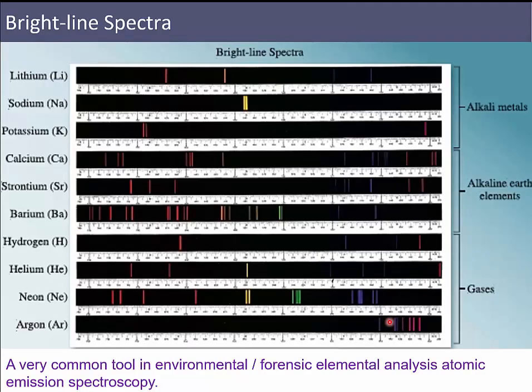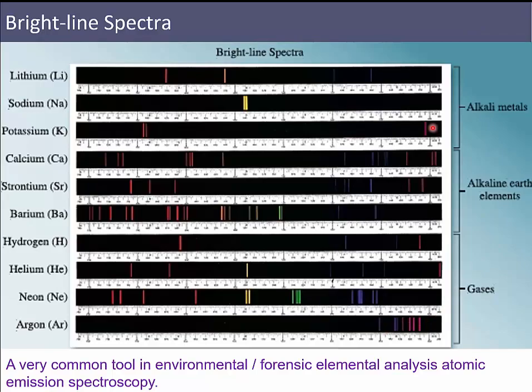Each element is going to have its own unique emission spectrum. There is a technique called atomic absorption and atomic emission spectroscopy. And if you take analytical chemistry lab with me, we will do that experiment where you are going to identify a different material based on what its emission spectrum is.